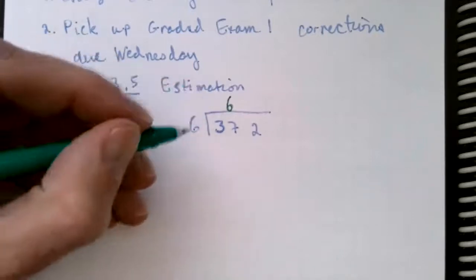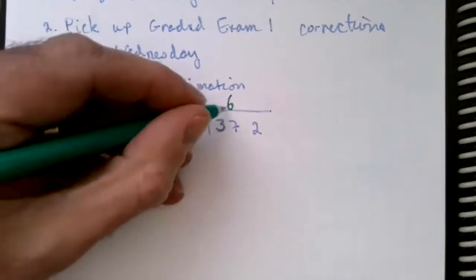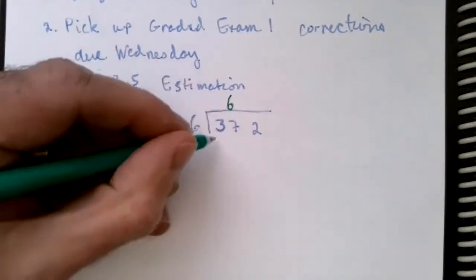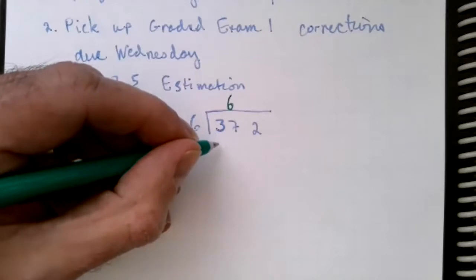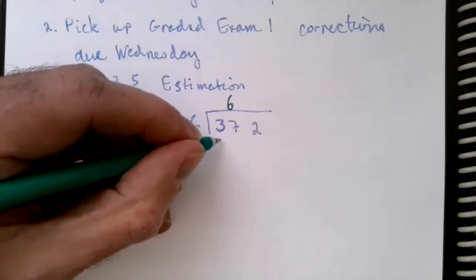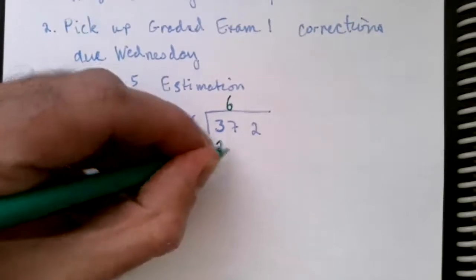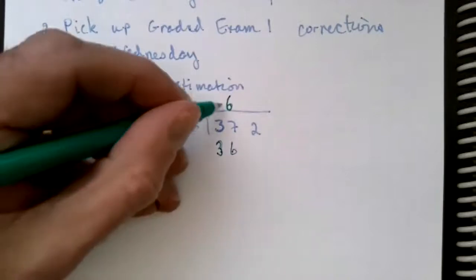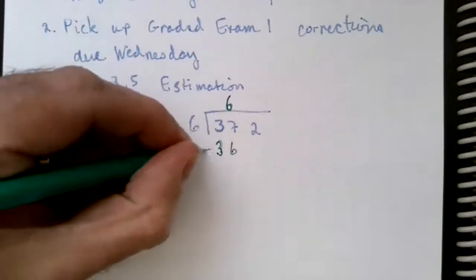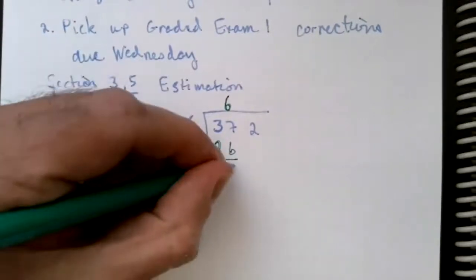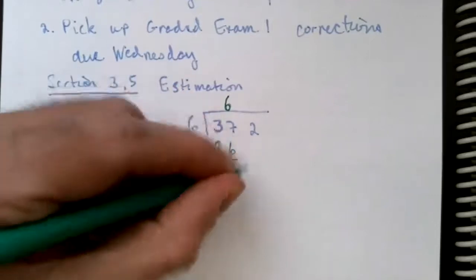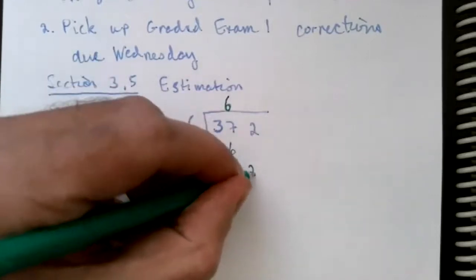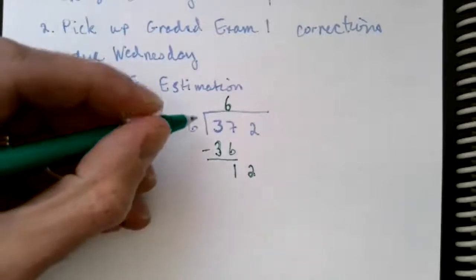Okay. So let me see. So I start out by writing a 6 up here. And Kelsey, help me out here. What do I write underneath? 36. Right, we're writing 36. Now, why are we putting a 36 there? Because 6 times 6 equals 36. Right, 6 times 6 is 36. And then we subtract. 37 minus 36 gives us 1. And then we drop down this 2.